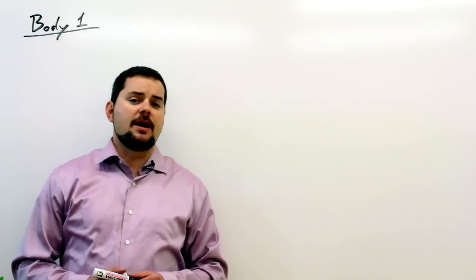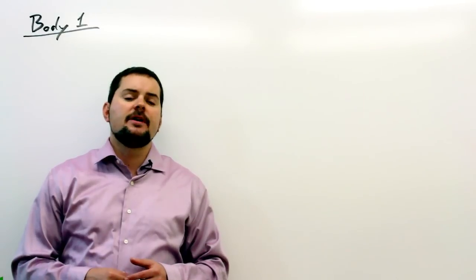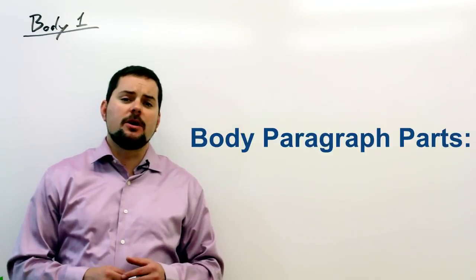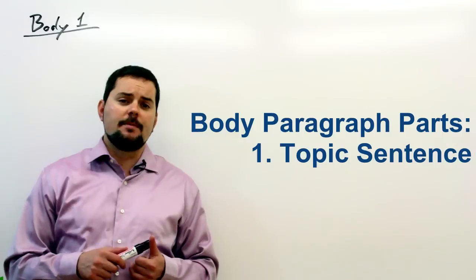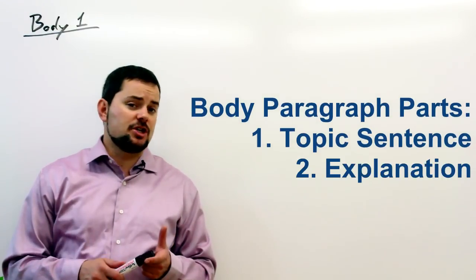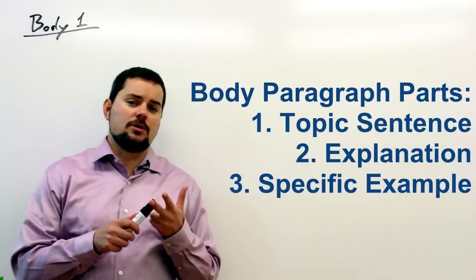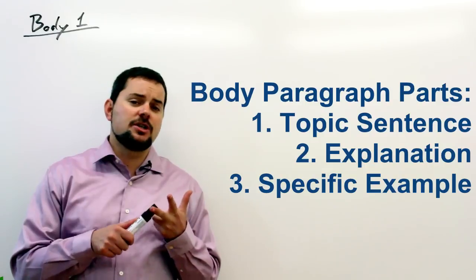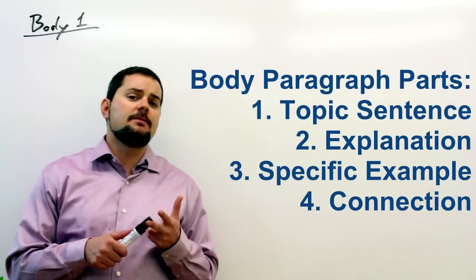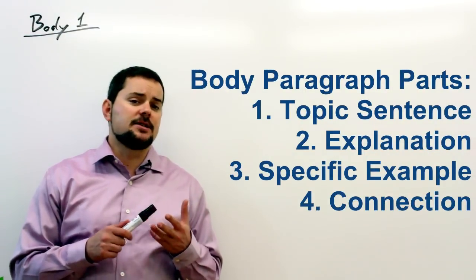Continuing with body paragraph 1, remember from previous lessons that a body paragraph has a couple of important parts. First is the topic sentence. Then comes the explanation of that topic sentence. Then comes a specific example for the explanation in the topic sentence. And then between body paragraphs, there should be a connecting sentence as well.